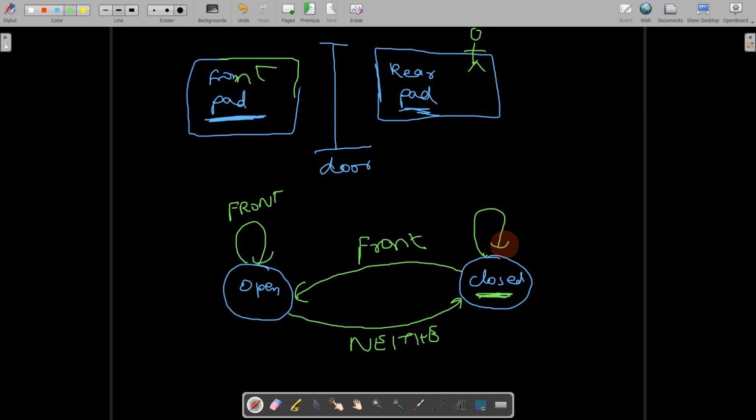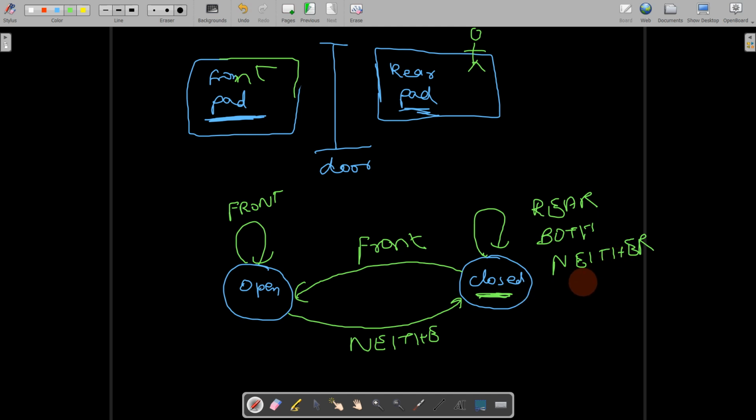So rear pad, the door remains closed. Okay, now in closed state, suppose on both the pads people are standing, then also the door will not open, otherwise the person on the rear might get hit. Okay, so both also, the door remains closed, and if nobody is standing on any of the pads, then again it will be staying closed.